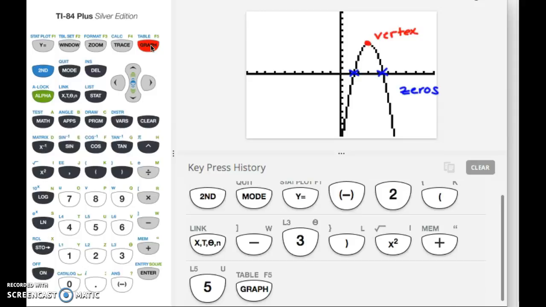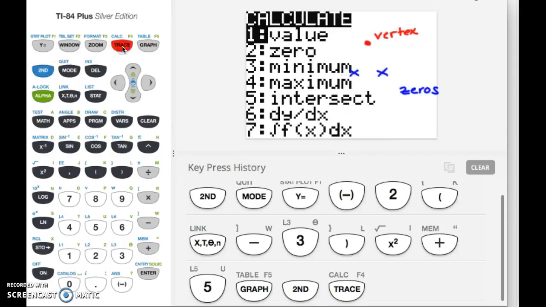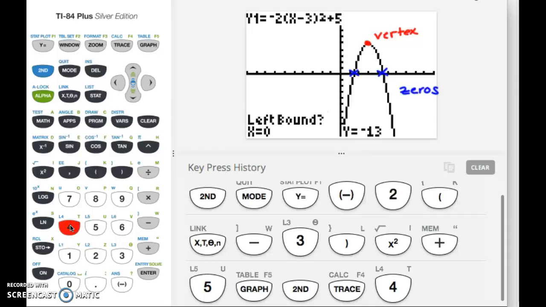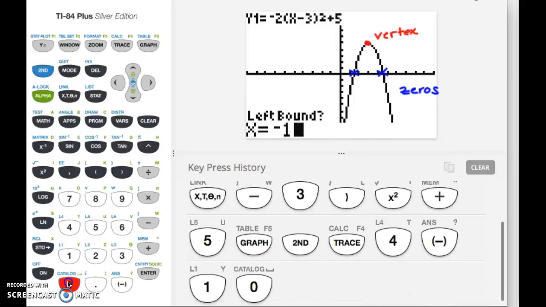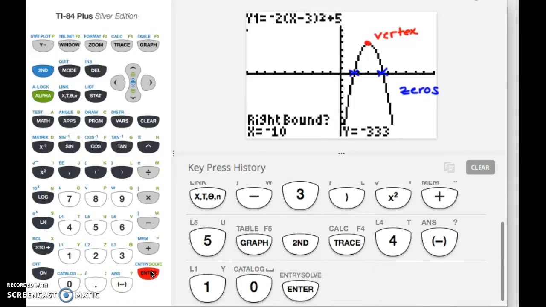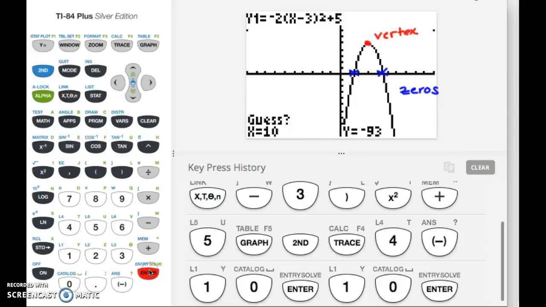So right now, looking at it, I know my vertex is a maximum. So I'll hit second trace, and we'll go to maximum. Remember, it'll ask you to pick an x value on the left of your vertex and one on the right. Usually you can use -10 as one on the left, hit enter, and 10 as one on the right, hit enter. Hit enter one more time and it will highlight your vertex. So our vertex here is (3, 5). Even if you round that, it's (3, 5).